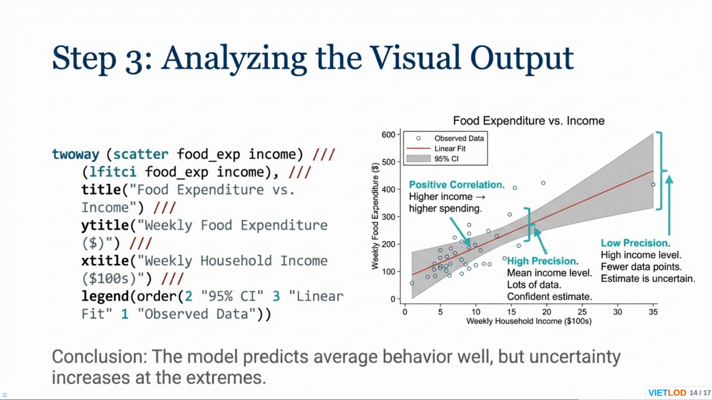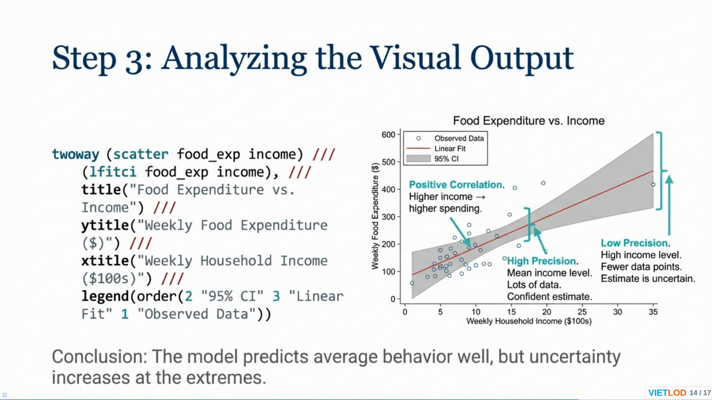Next, we identify areas of varying precision in our estimates. Around the mean income level, the confidence interval band is notably narrow. This high precision indicates a confident estimate, primarily because we have a denser concentration of data points in this region. However, as we move towards higher income levels, the confidence band widens significantly. This low precision suggests that our estimate for food expenditure among wealthier households is more uncertain.